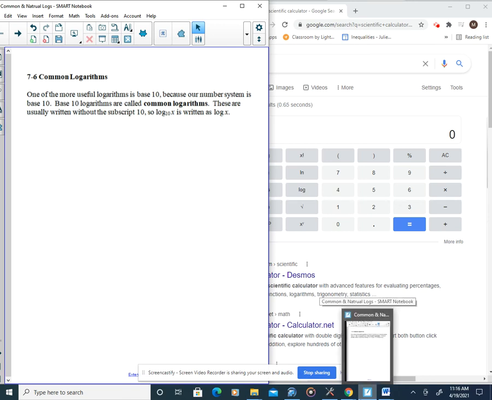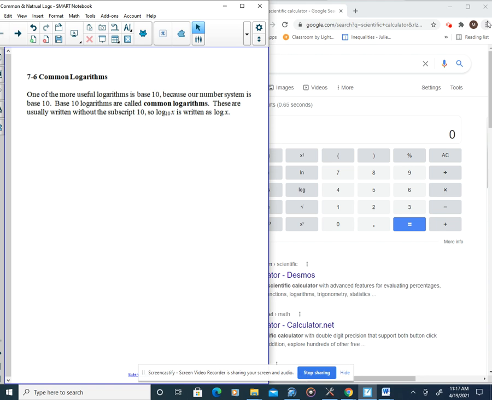Okay, welcome back. Today we're going to talk about the common logarithm and the natural logarithm. So I'm going to try to pull this off. It's going to be a little more complicated because you're going to need to use a scientific calculator to do today's assignment. So I want you to be able to see my scientific calculator while I'm taking notes as well. So we'll give this a try.